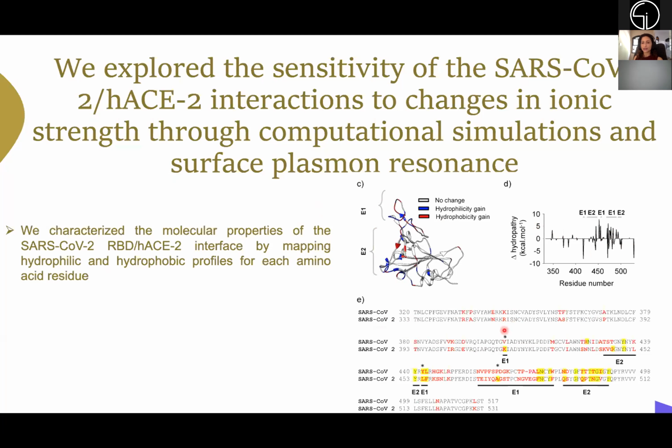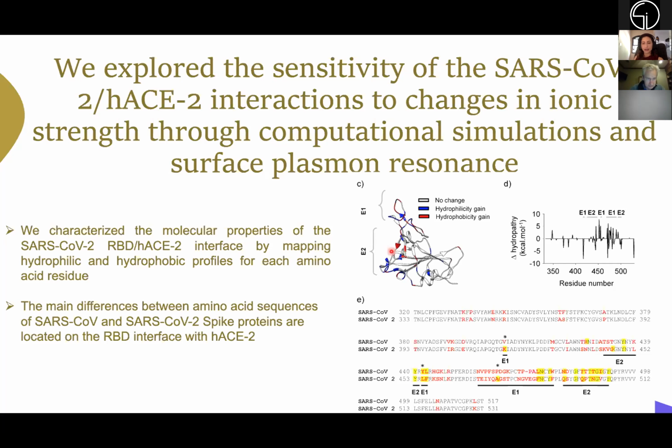And the characteristics of them change. In the case of SARS-CoV-2 relative to SARS-CoV, you have a gain of hydrophobicity, shown in blue, and a gain of hydrophobicity shown in red. In this part that we call the E1 region, you have alternating hydrophobicity gains. That's not happening in the E2 region.